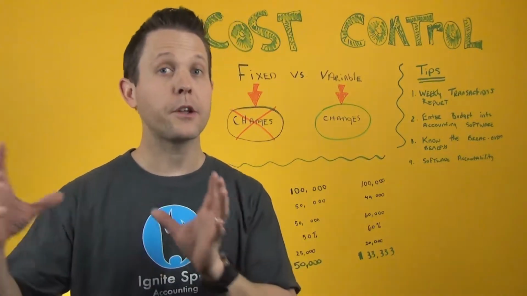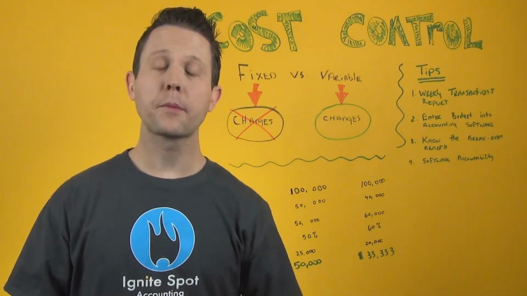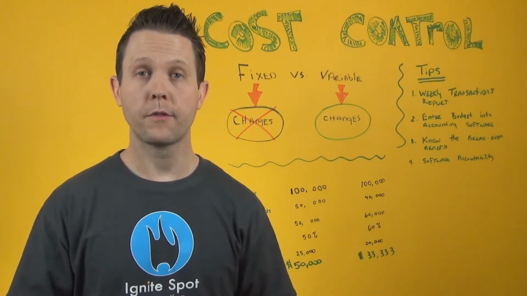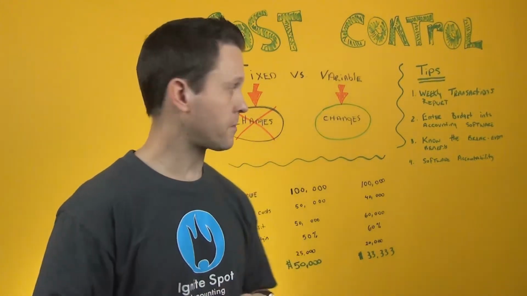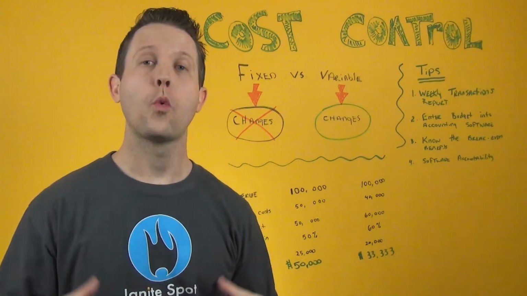But if you take the time to put it in your software, the software will do the work and it will track your budget to actual. And then you can print out that report once a week or once a month and review it and see where you're overspending. Number three, know the benefit of the break-even analysis when you control your costs.